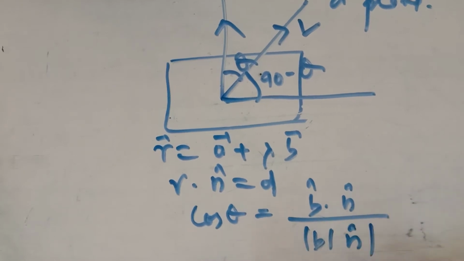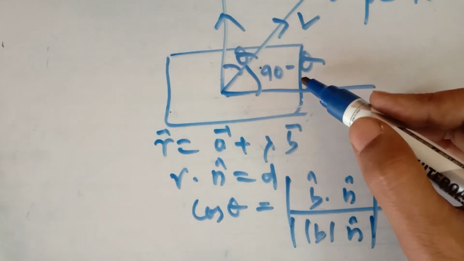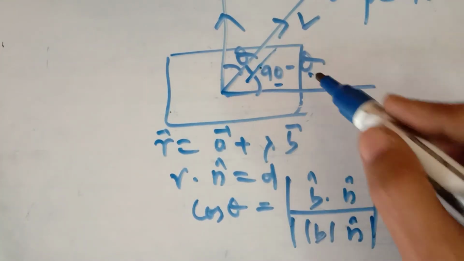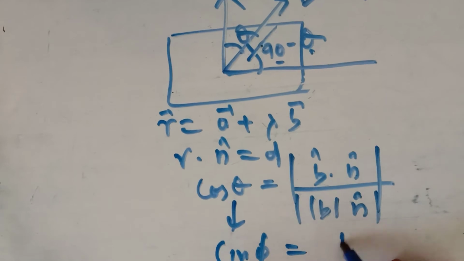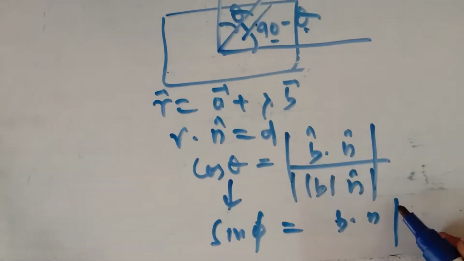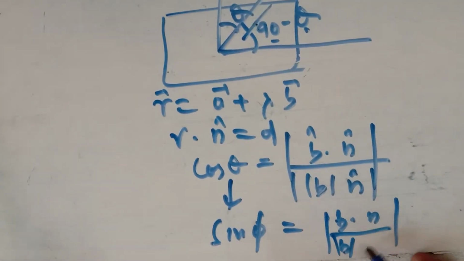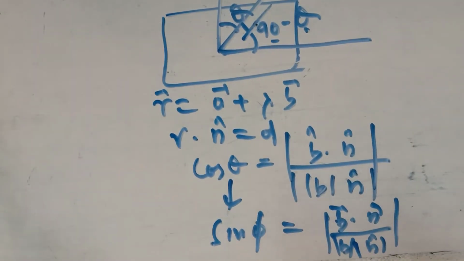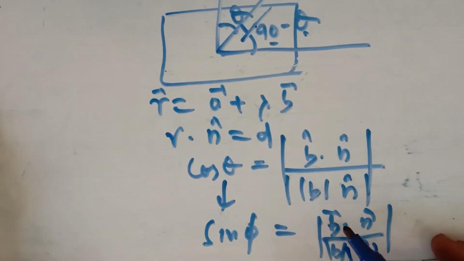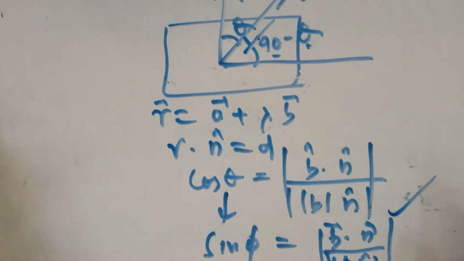n. We have to find the angle between the normal and the line. So cos theta, and if you want to find this angle, it will be 90 minus theta. If you let this be equal to phi, then sin phi, that is cos of 90 minus theta, will be equal to b dot n upon modulus of b into modulus of n. You have to find the dot product of these two. So sin phi is equal to b dot n upon modulus of b into modulus of n. You have to find the angle between the vector which is parallel to the line and the normal of the plane. This is the formula for the angle between them.